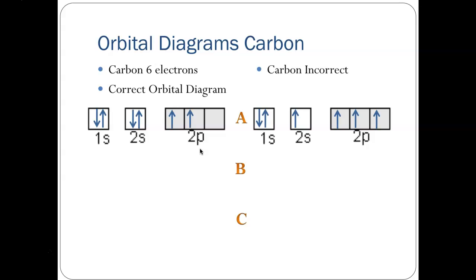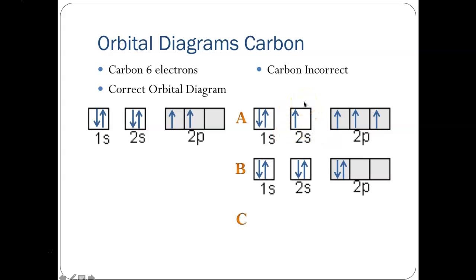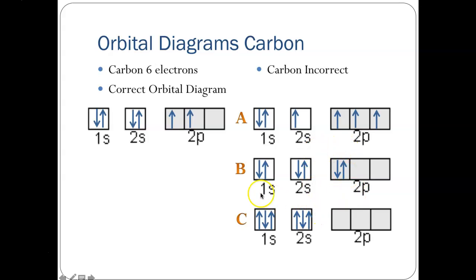Let me show you some incorrect examples. Here's one where we only have 1 electron in this 2s orbital, which is wrong. Here's one where they're too close together. And then finally here, we know that orbitals can only hold 2 electrons, so this is too full. This cannot hold 3 electrons. So here's one example of a correct orbital diagram and 3 incorrect ones.